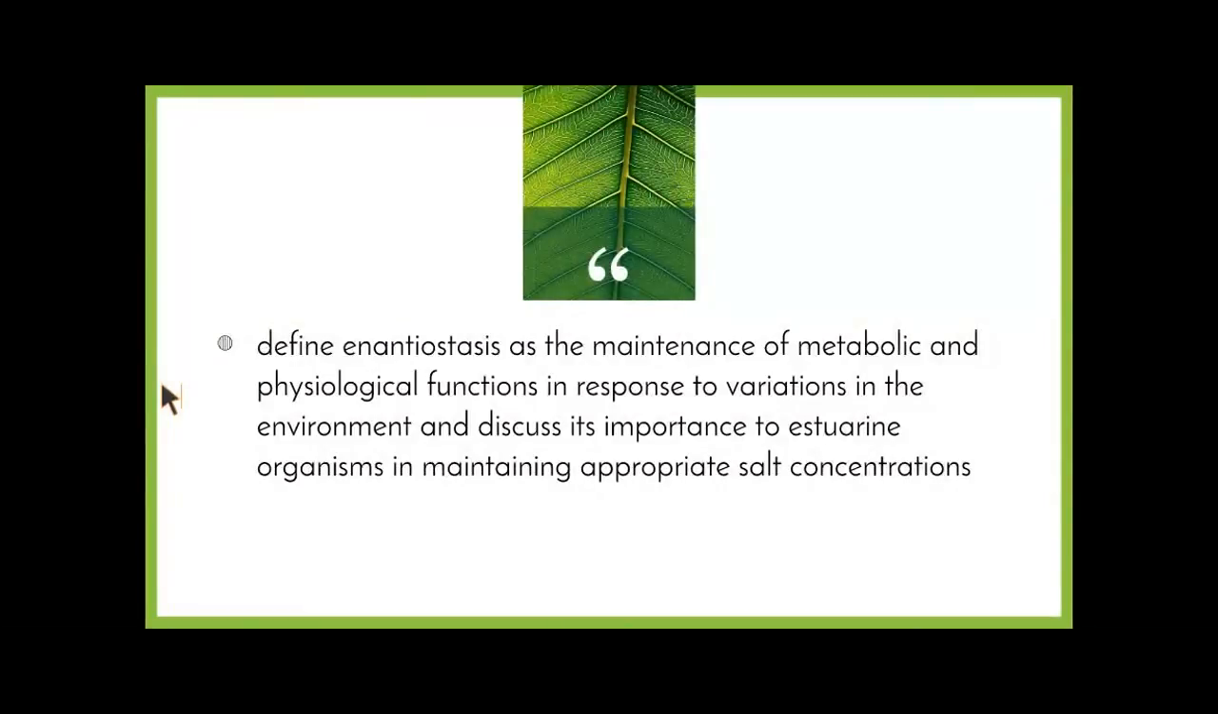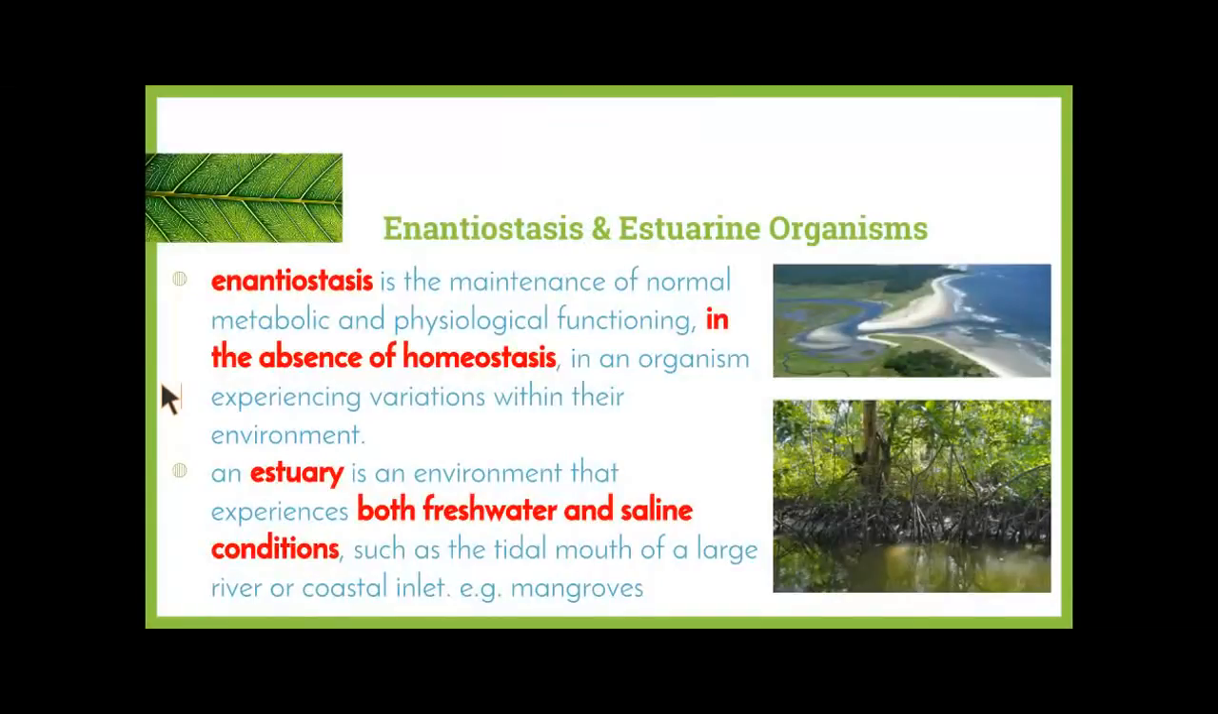So we're going to start with the define enantiostasis dot point by having a look at what enantiostasis is and discuss it in relation to estuarine organisms. Firstly, the definition of the term enantiostasis is the maintenance of normal metabolic and physiological functioning in the absence of homeostasis. This occurs in an organism that experiences variations within their environment.